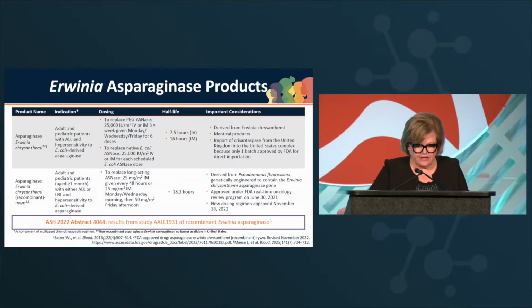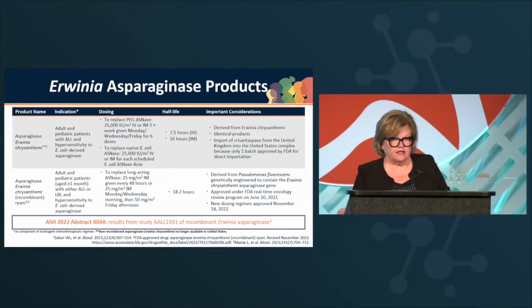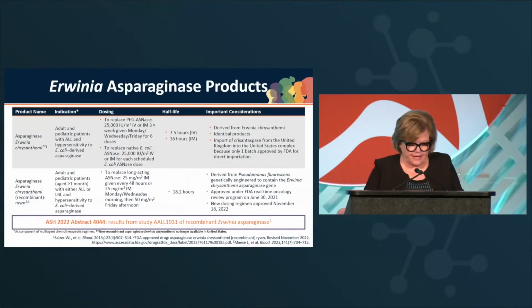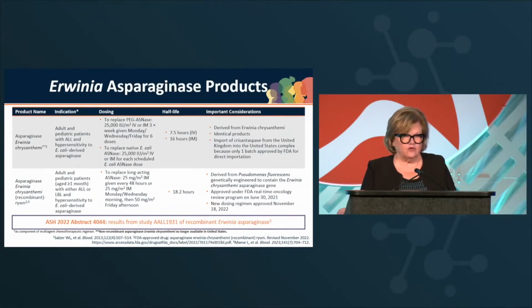that now is available for our patients. And the other thing that is advantageous is that it also has a longer half-life and can be given for our patients that can no longer tolerate PEG. It's been approved by the FDA and is easily available now in the United States, so we no longer have that issue of the short supply of Erwinia asparaginase.